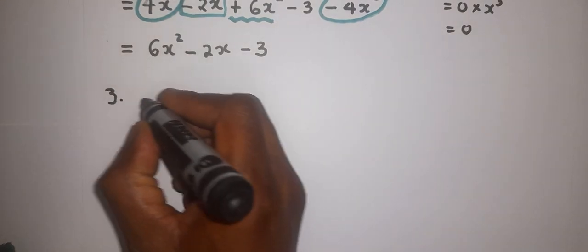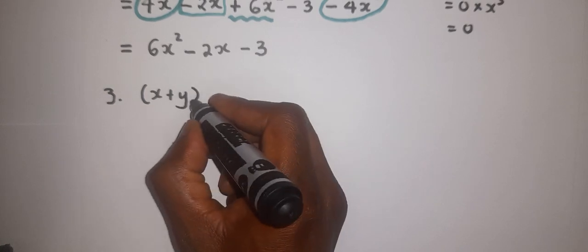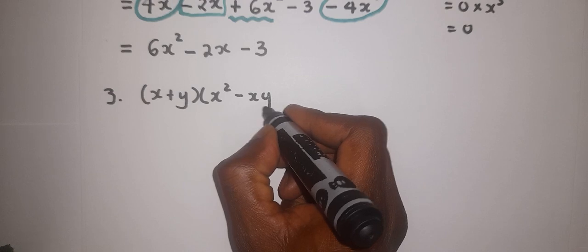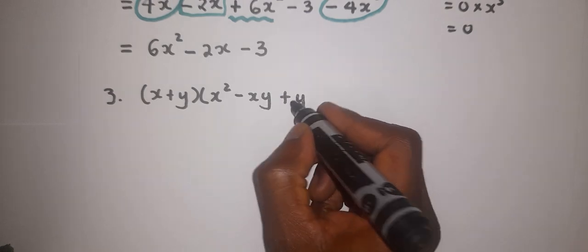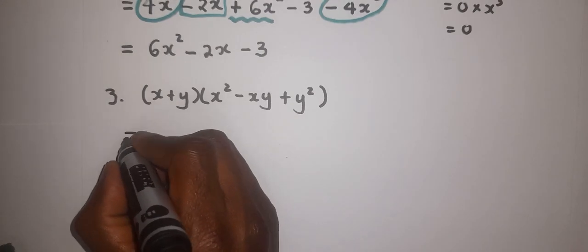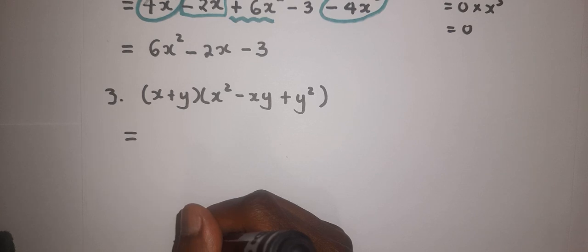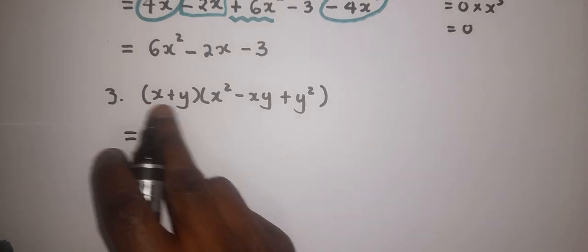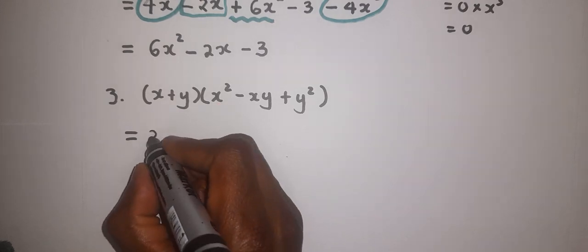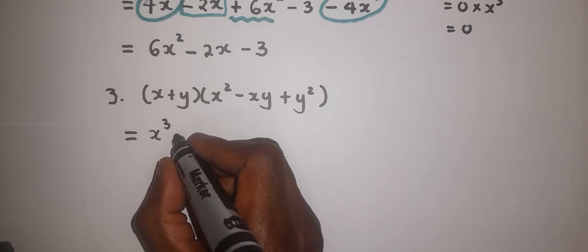Number 3, suppose now I give you (x + y) multiplied by (x² − xy + y²). Right, the same procedure applies. Every term in the first bracket by every term in the second bracket. So here I'll have positive times this positive, give me a positive, x times x squared, having x cubed. Then positive times this negative, I'll have negative.